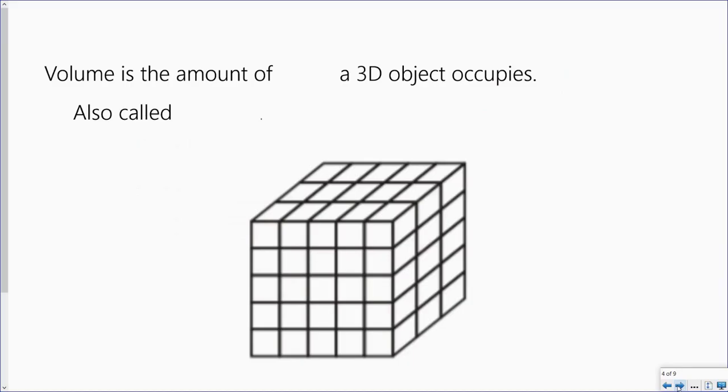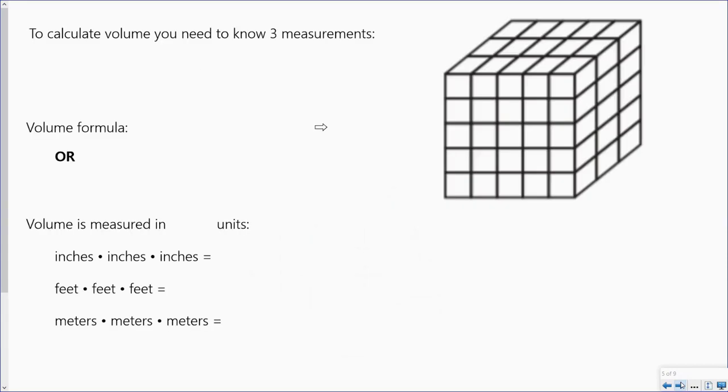So let's talk a little bit about volume here. Volume is the amount of space that a 3D object occupies, also called its capacity. And capacity is the number of cubes that fill in a specific space. So to calculate volume, you need to know three measurements. We need to know the length, the width, and the height.